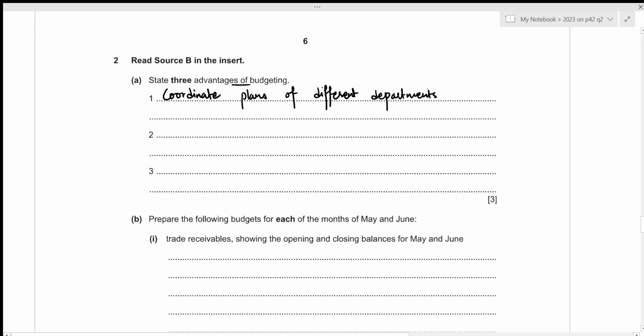Then the next advantage of budgeting is if we set the budget at a realistic level, then it can motivate our employees in order to achieve the common goal that we have set. So the second point will be motivates employees to achieve common goal.